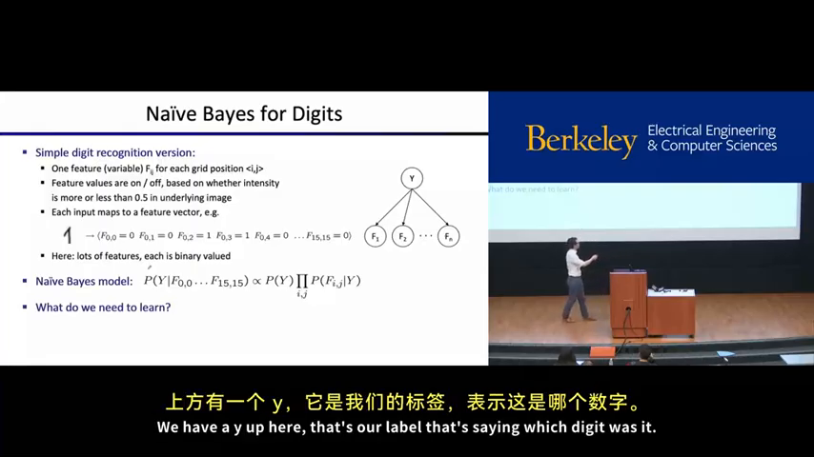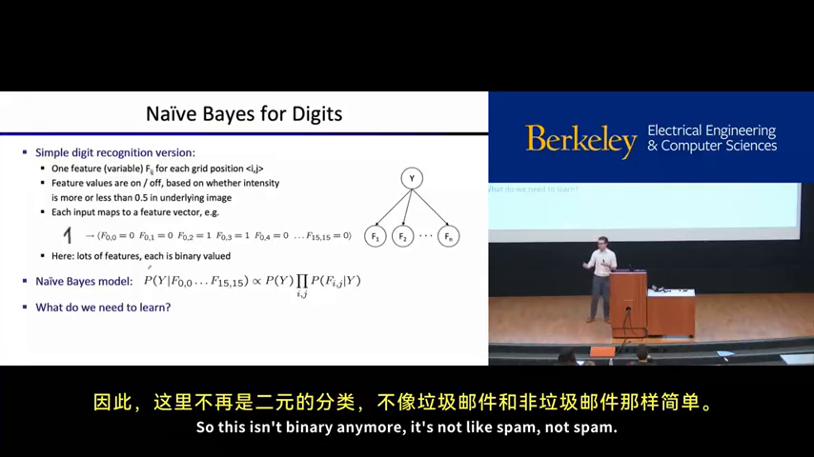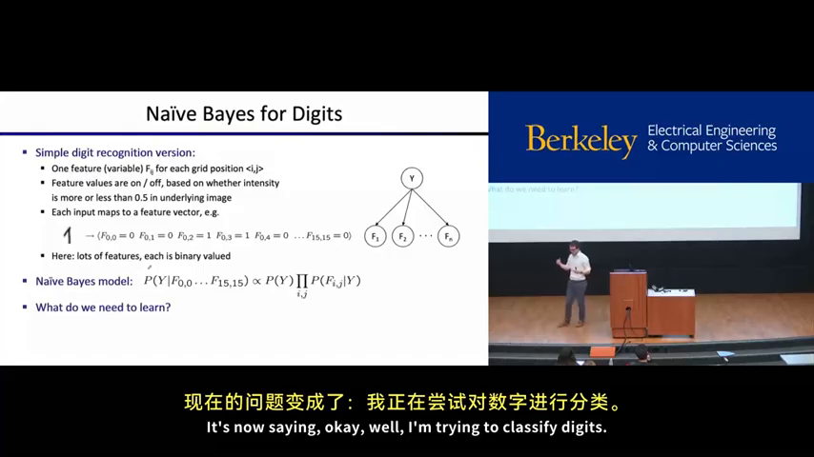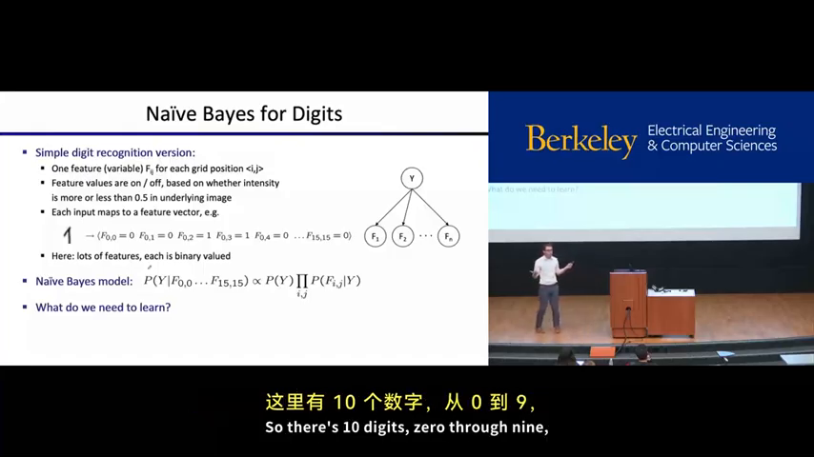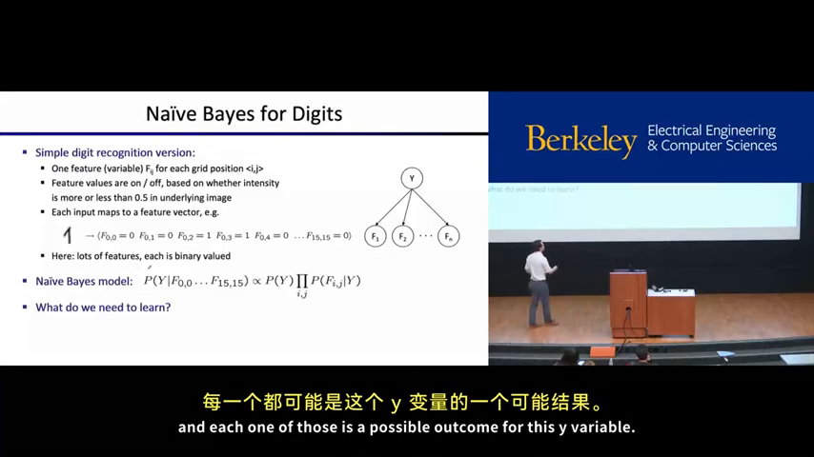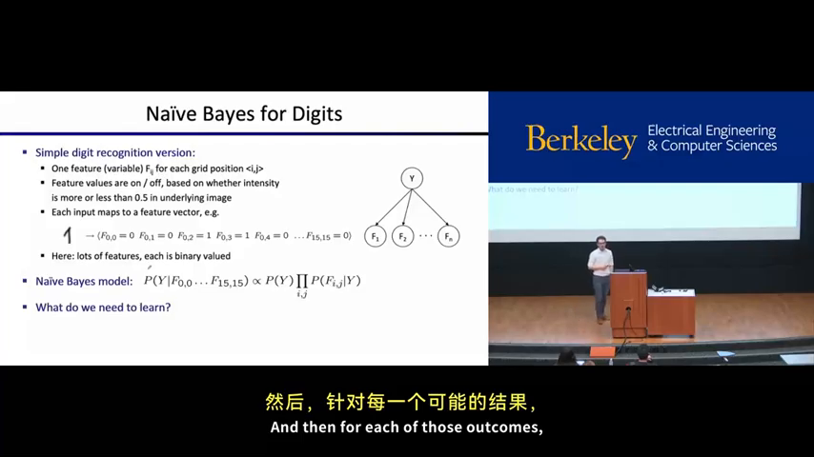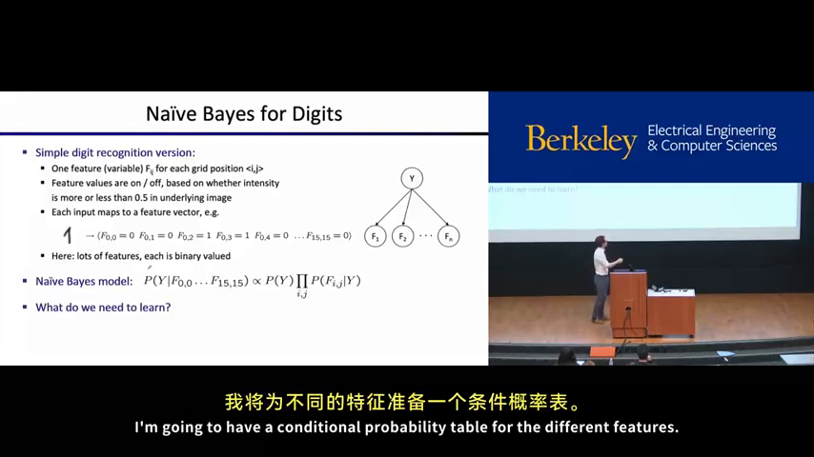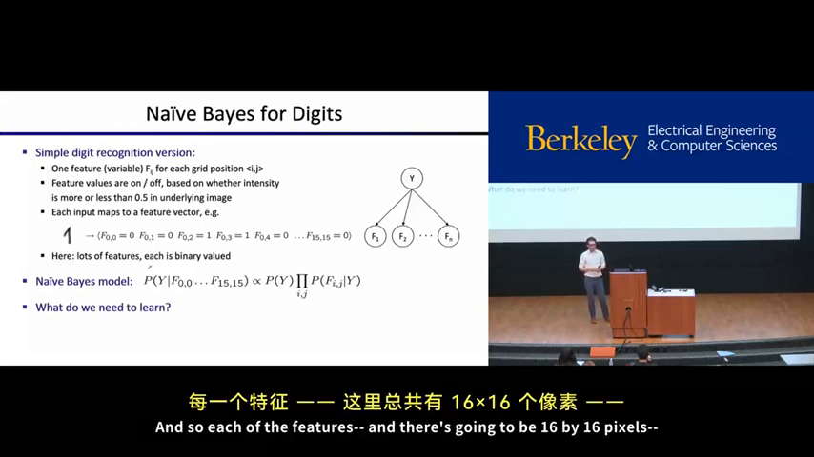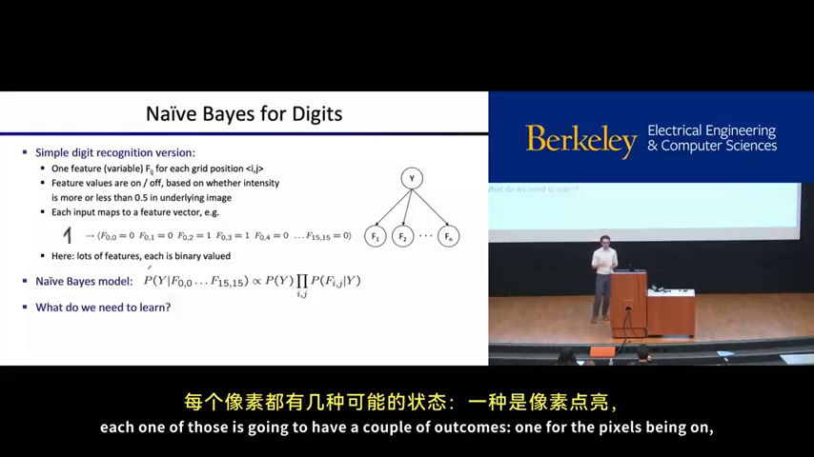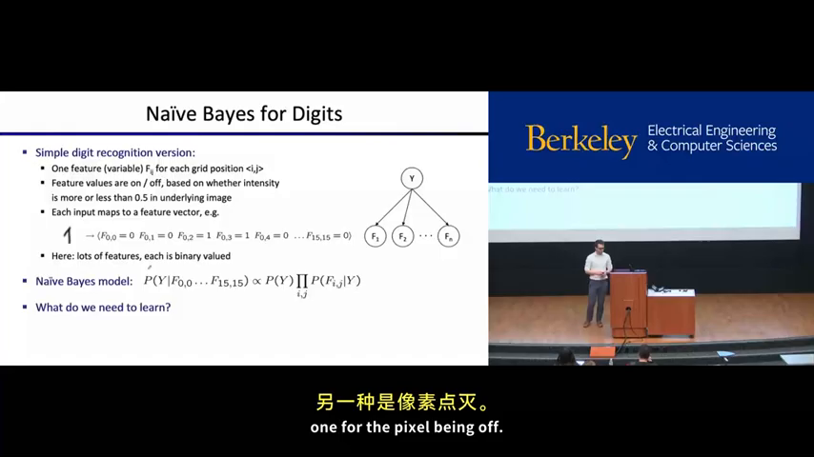We have a Y up here, that's our label, saying which digit it was. So this isn't binary anymore. It's not like spam, not spam. I'm trying to classify digits, so there are 10 digits, 0 through 9, and each one of those is a possible outcome for this Y variable. Then for each of those outcomes, I'm going to have a conditional probability table for the different features. For each of the features, and there are going to be 16 by 16 pixels, each one has a couple of outcomes, one for the pixel being on, one for the pixel being off.